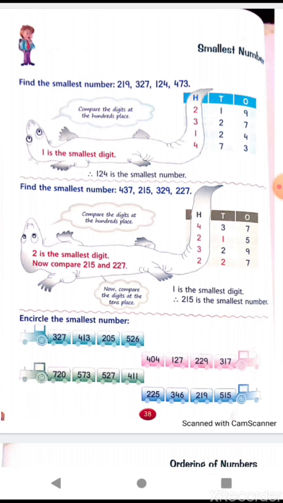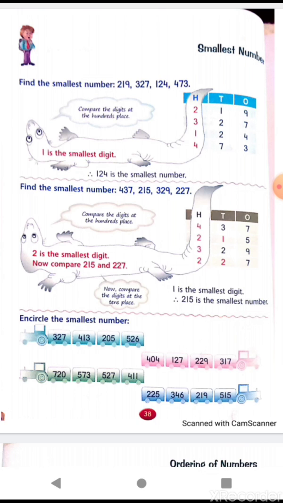327, 413, 205, 526. So we compare the digit at hundreds place, and the number having smallest digit at hundreds place would be the smallest number. So here it is 205. In next example, the numbers are 404, 127, 229, 317. So again 1 is smallest, so therefore 127 is the smallest number.